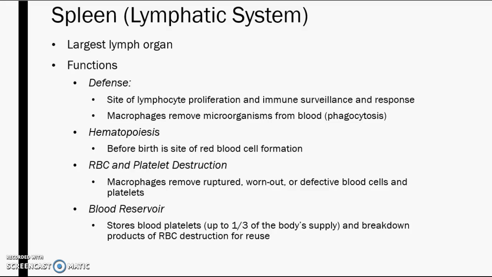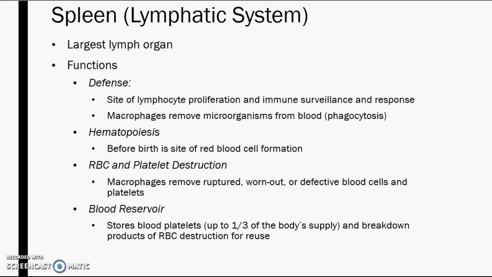Before birth, this is the site of red blood cell formation, and then if you recall after birth, it is red bone marrow. Red blood cell and platelet destruction occurs here in the spleen. Macrophages remove ruptured, worn out, or defective blood cells. And remember, red blood cells live about 120 days, so they're constantly being removed and replaced with new ones. And the same happens with platelets.